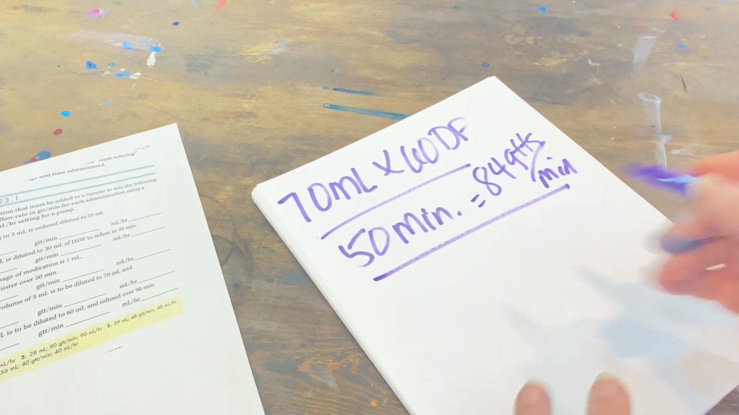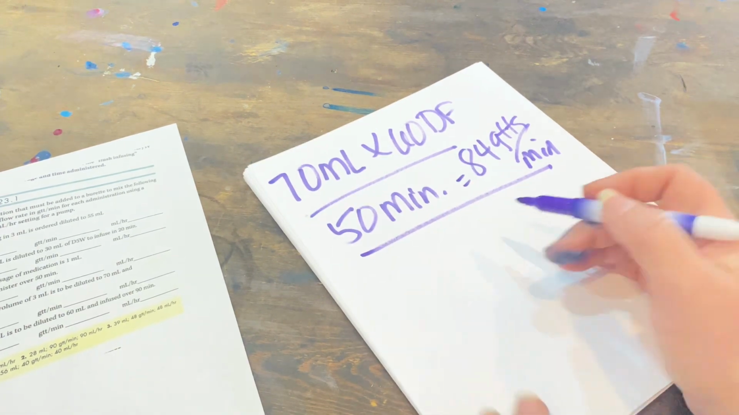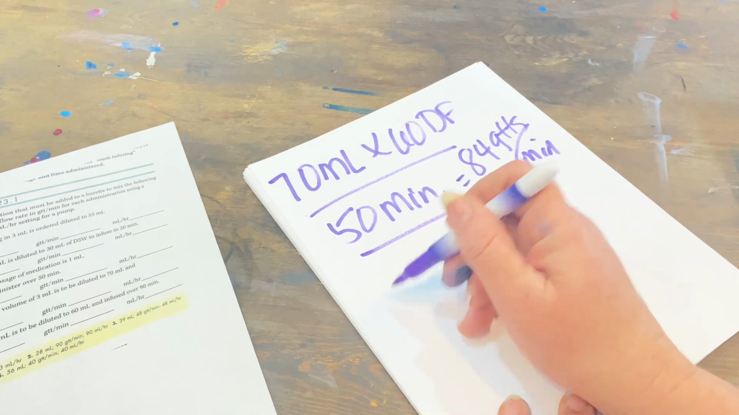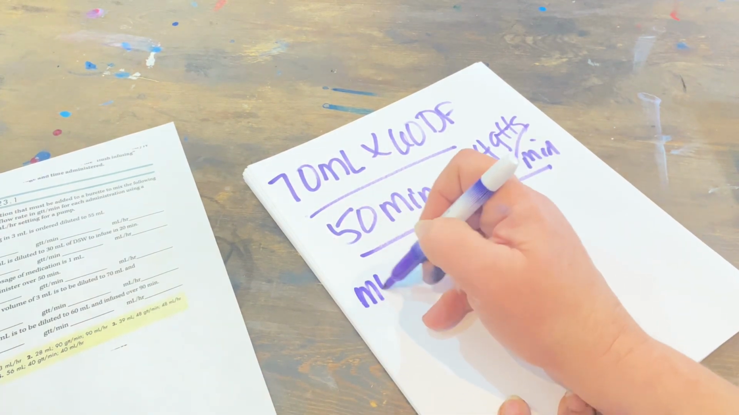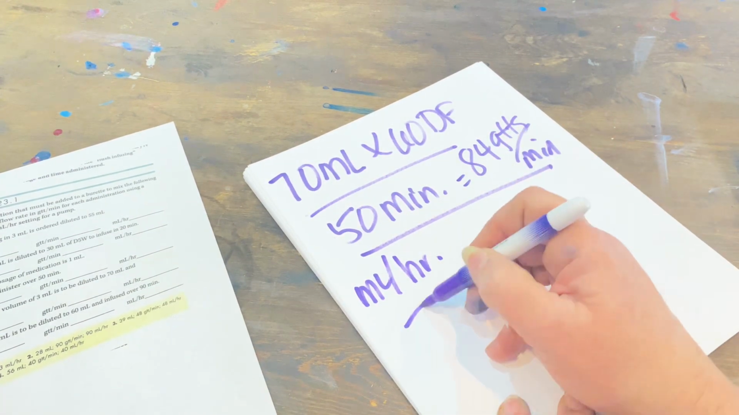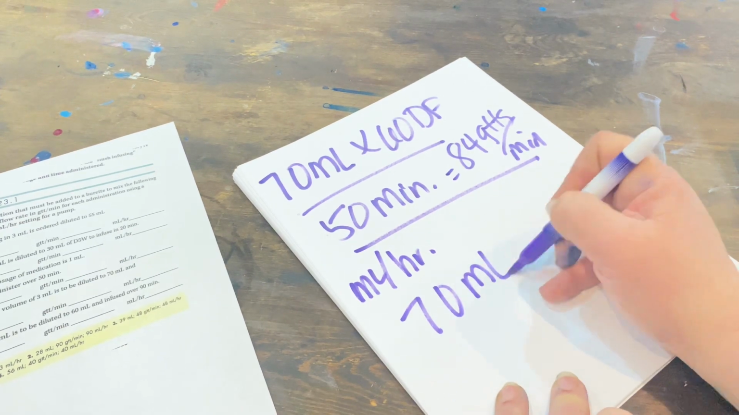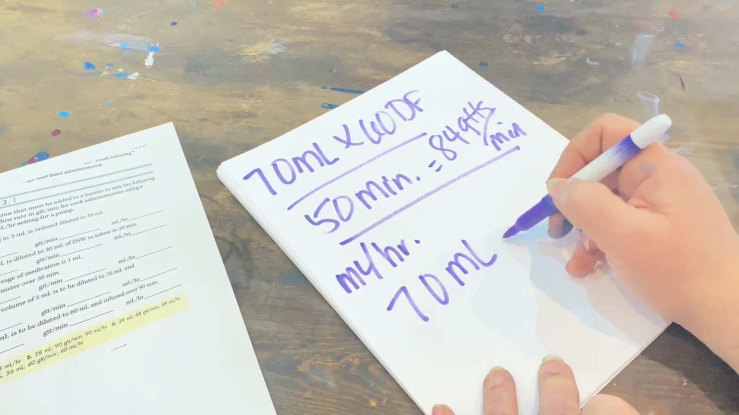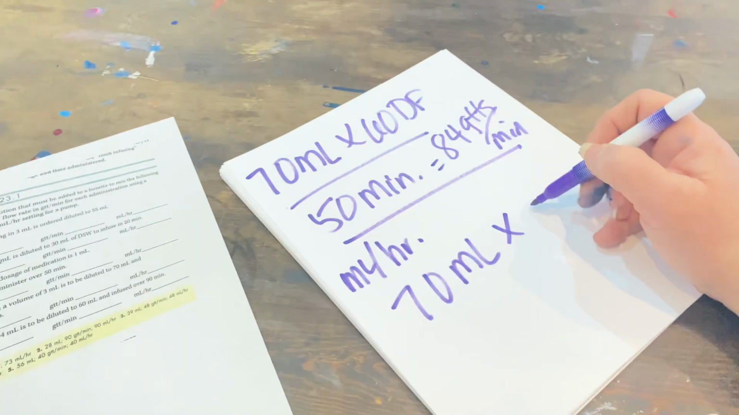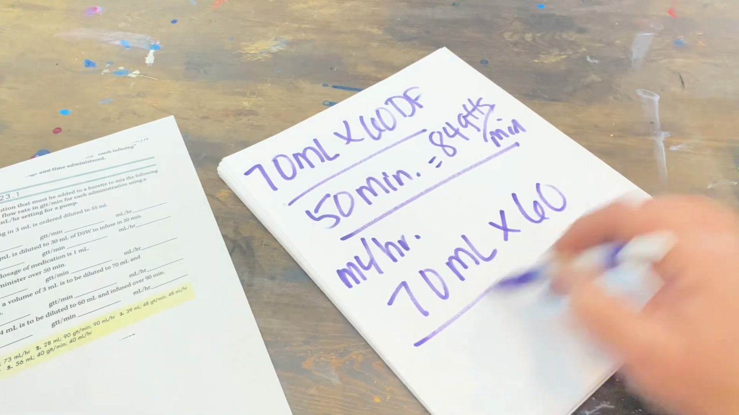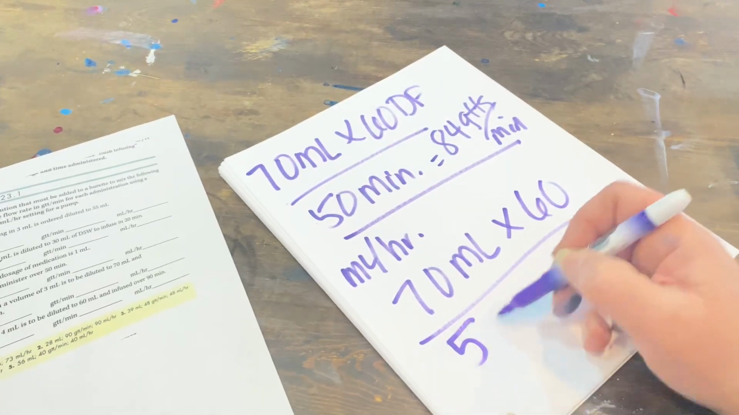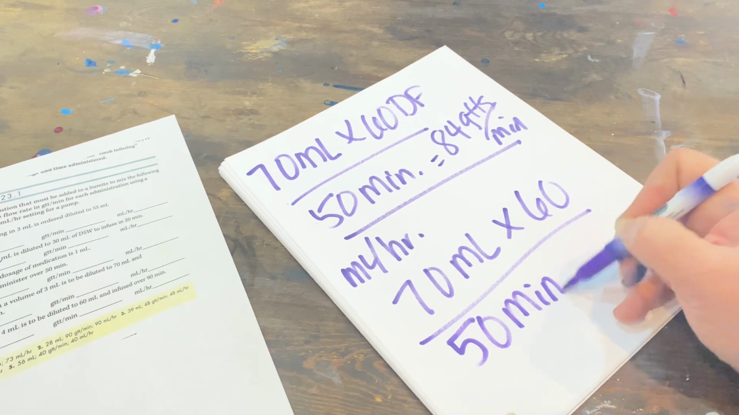Okay? And then when we do the drop factor, we're going to do milliliters per hour. We got 70 milliliters times a 60 minute divided by 50 minutes.